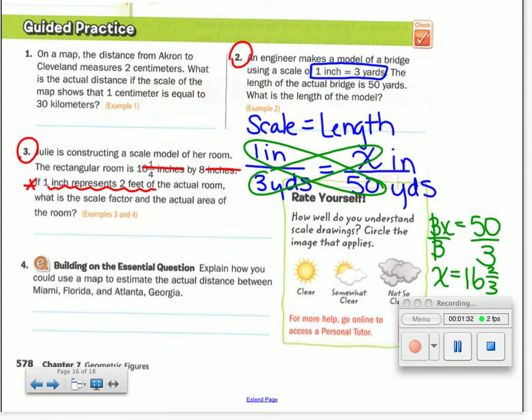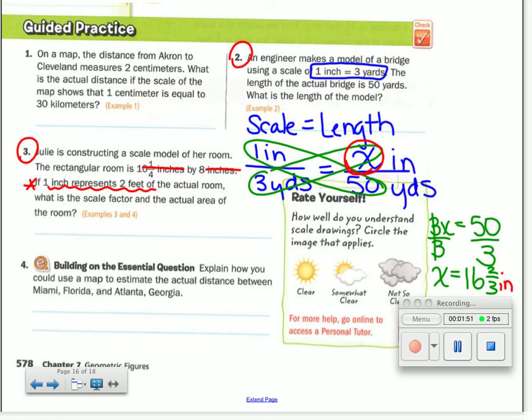I got 16.6. And then we're going to go ahead and make sure we have a label. Your label is whatever was next to the x. So next to the x was inches, therefore my answer is going to have inches. So the drawing of this actual bridge would be 16 2/3 inches long.